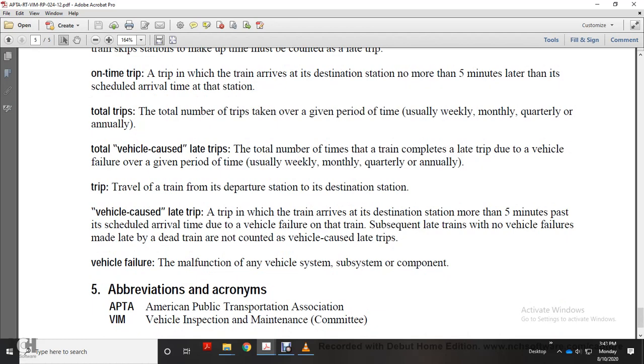Vehicle-caused late trip: a trip where the train arrives at the destination more than 5 minutes past the scheduled arrival time due to a vehicle failure. Subsequent late trains with no vehicle failures that may be late behind a dead train are counted as vehicle-caused late trips. Vehicle failure: malfunction of any of the vehicle system components.